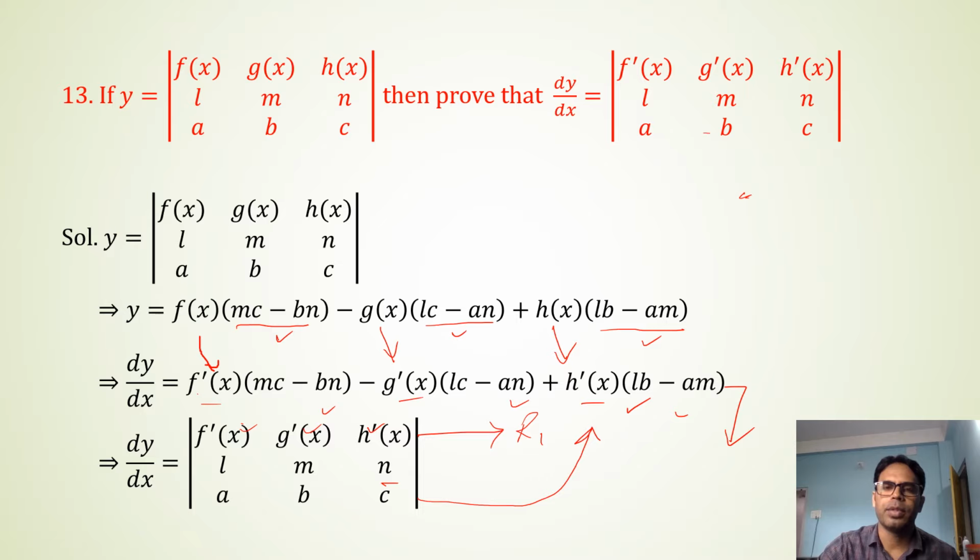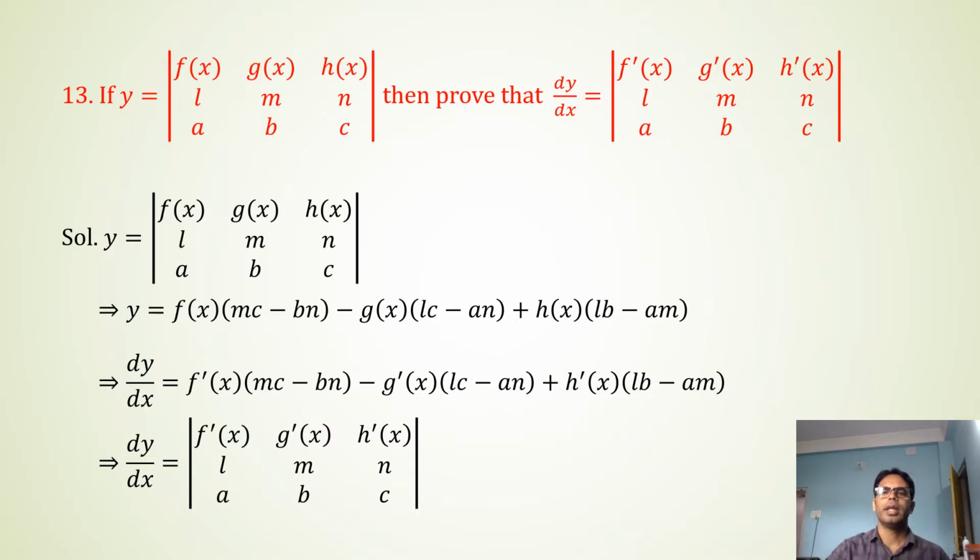Actually, I'm telling you another important thing. Actually, if a determinant is given where all the lines of the determinant are variable, that means in the second line or in the third line there are also variables, how to differentiate that type of determinant? So I am telling that one.